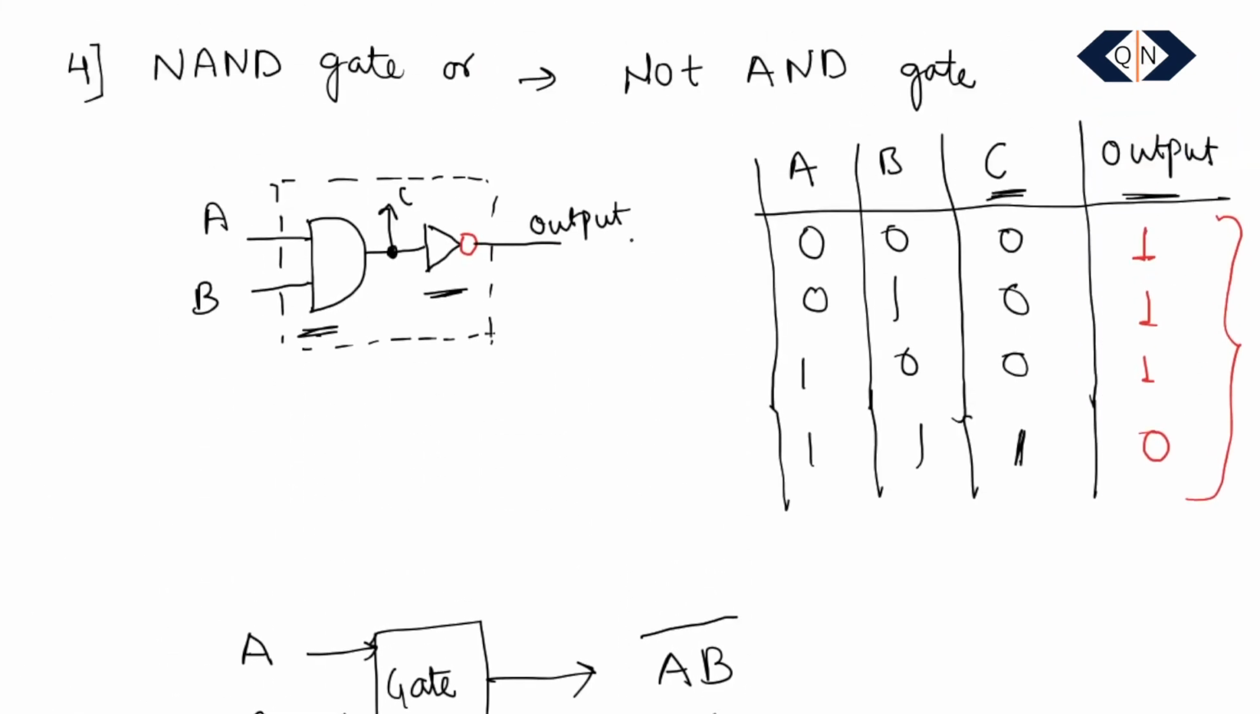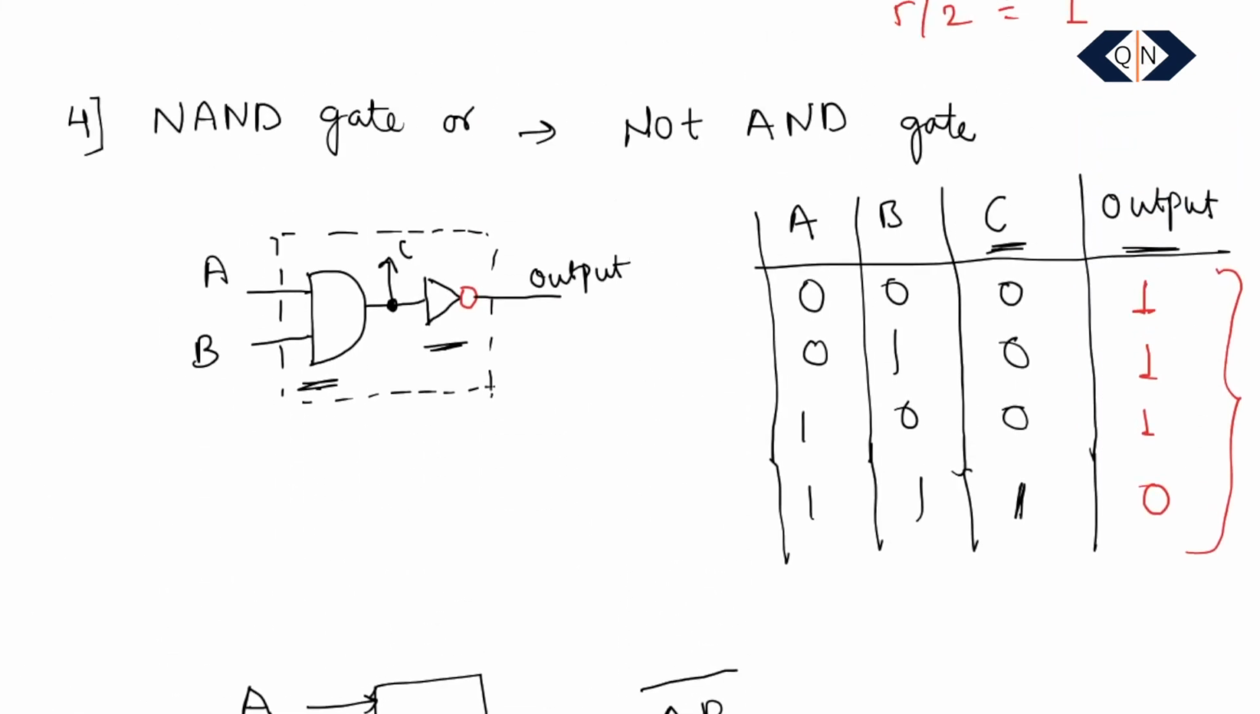One thing I have missed, I think. Here I have given you a scattered diagram of the NAND gate where I have separated the AND and NOT. But if you want to represent a NAND gate, you can represent it like this. This is an AND gate and one dot here. This is our NAND gate.